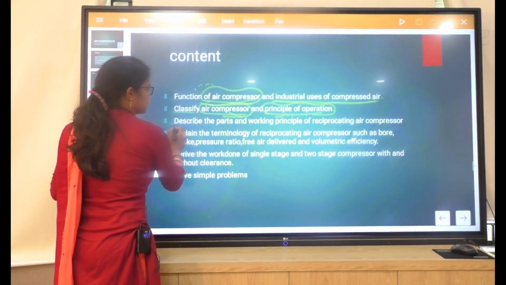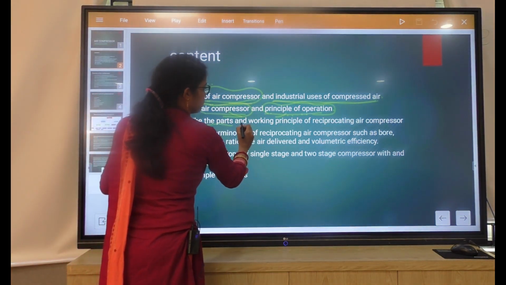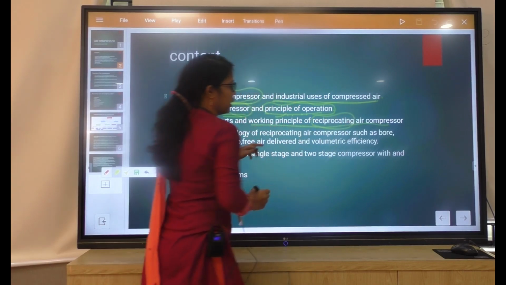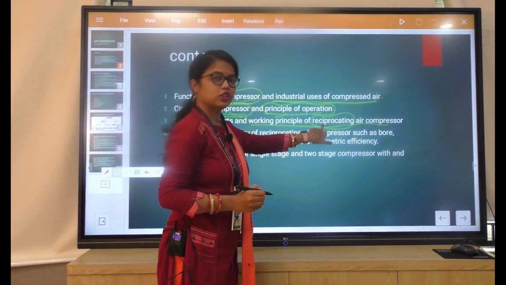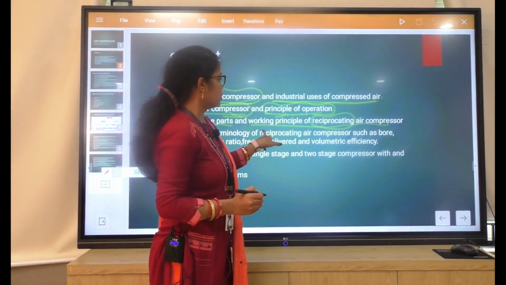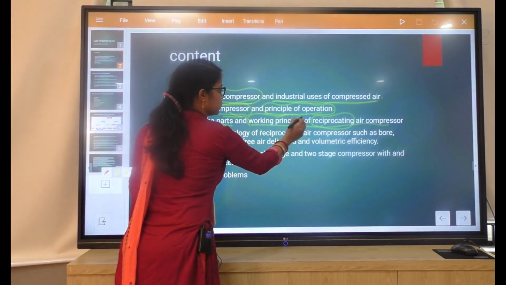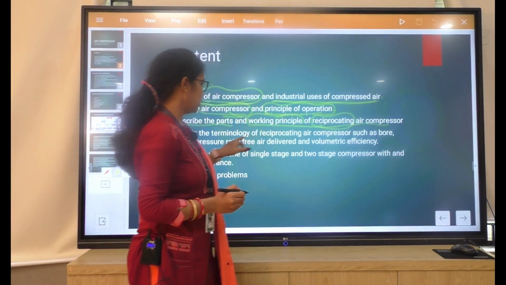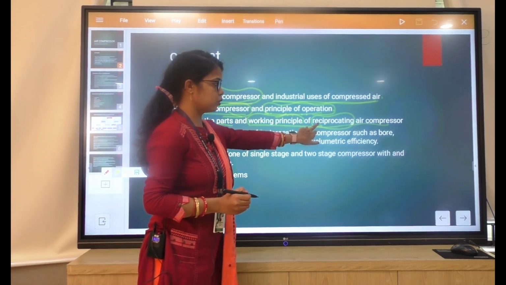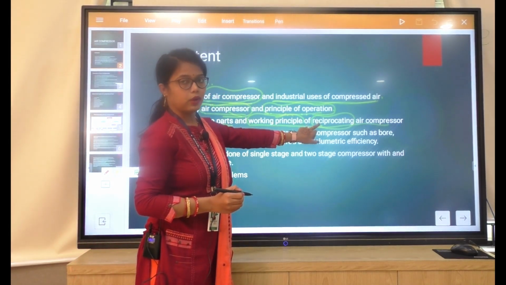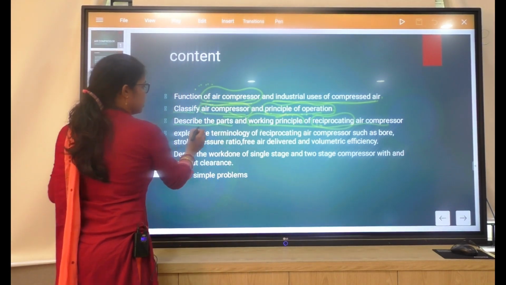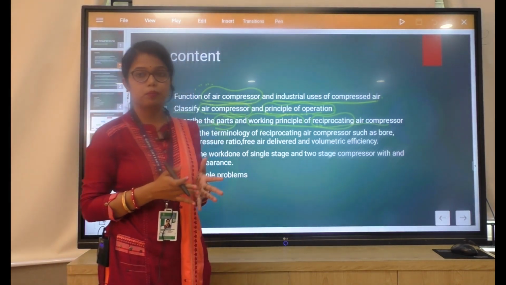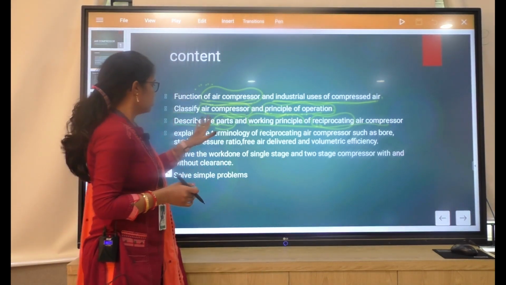Then describe the parts and working principle of reciprocating air compressor. Yes, this is the important part. Reciprocating air compressor is included in your syllabus. We will study the working principle of reciprocating air compressor. Gradually I will definitely explain why we study this reciprocating air compressor and why it is widely accepted, and definitely we will study the parts, what the various parts and different components of the air compressor are.